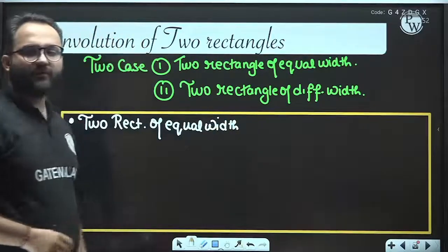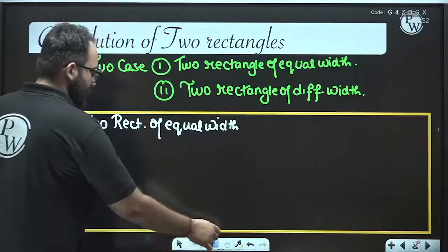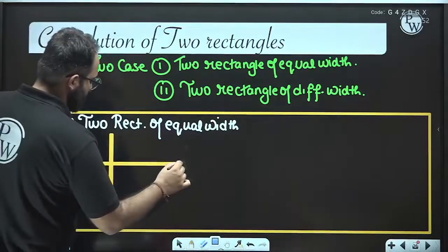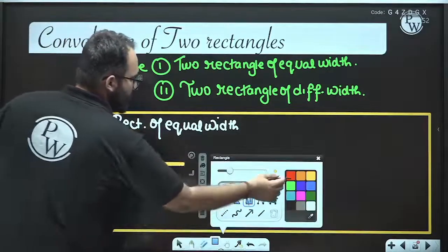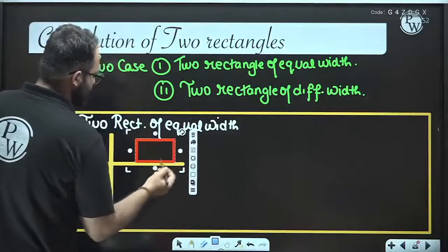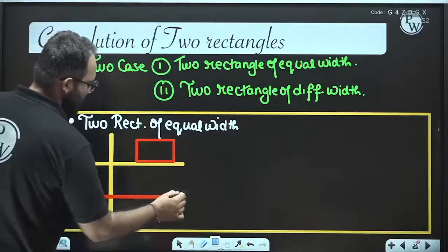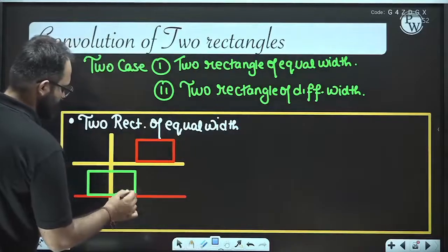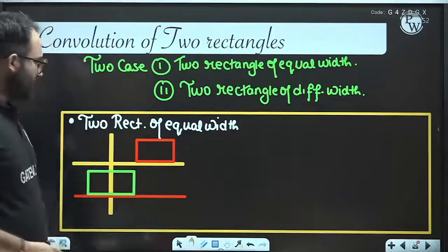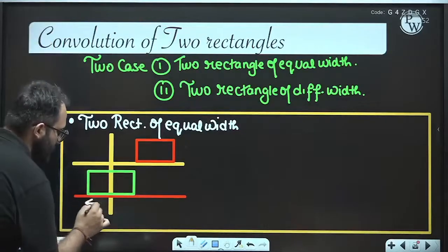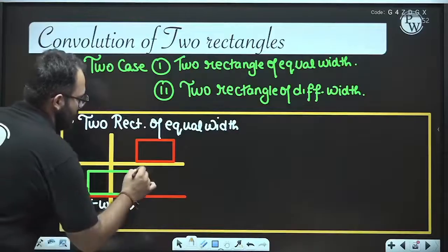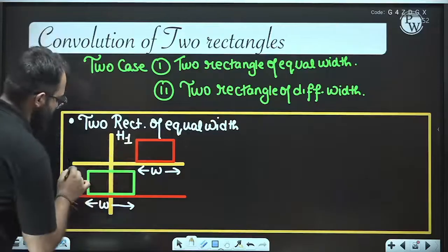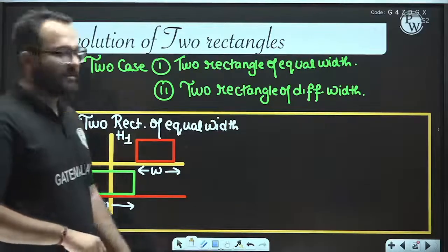Okay. So let us say we have two rectangles and they have equal width but heights are different. The rectangles can be anywhere. There is no restriction that they have to be at the origin. They can be anywhere. Let us say the width is W. Both are having width W. One is having height H1. Another is having height H2.